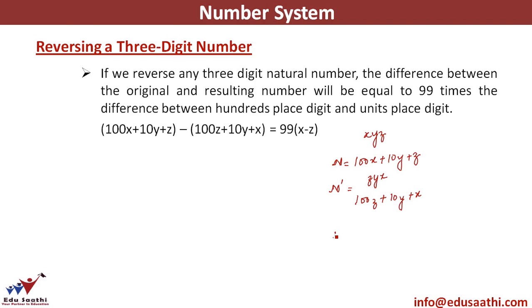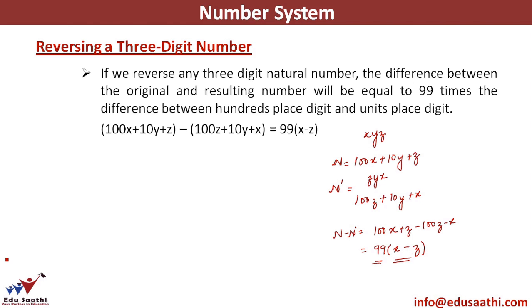Now if I subtract both the numbers, the number which will be left will be 100x plus z minus 100z minus x. The y, which is the tens place digit, is getting cancelled out in both the scenarios. So the difference is 99 times the difference of the hundreds place digit and the units place digit.